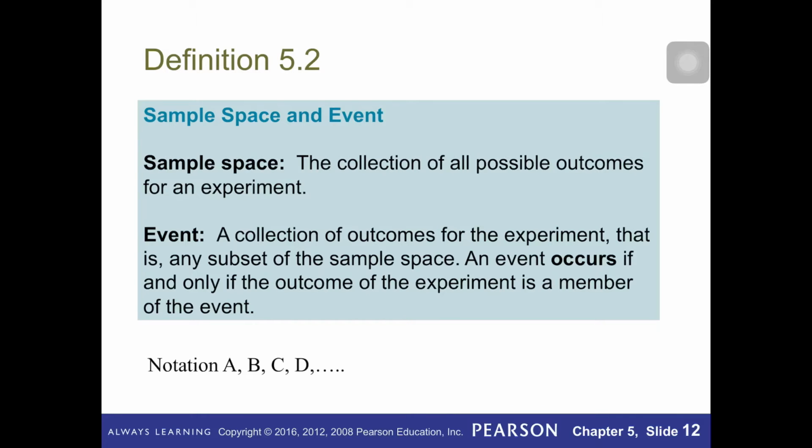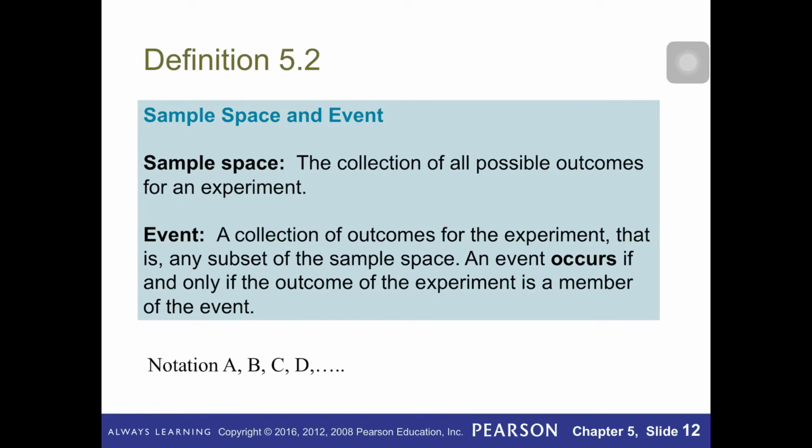When we talk about an event, an event is a collection of outcomes for the experiment, which is any subset of this sample space. So an event is a subset of the sample space. Any event occurs if and only if the outcome of the experiment is a member of the event. So if an event exists, it should be in our sample space.